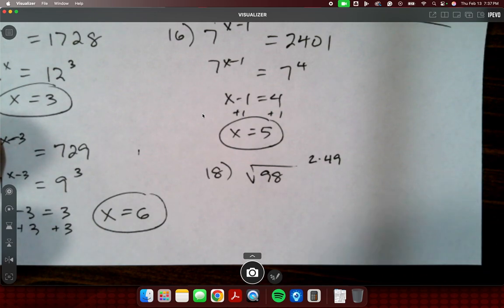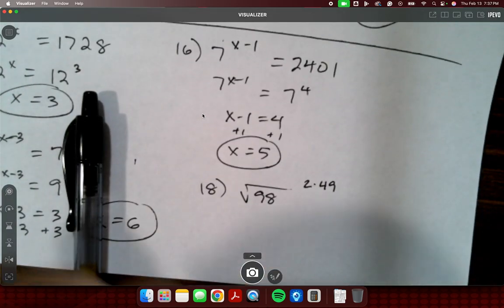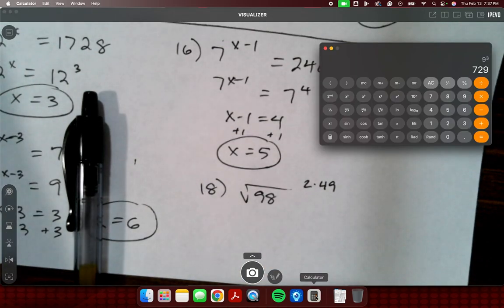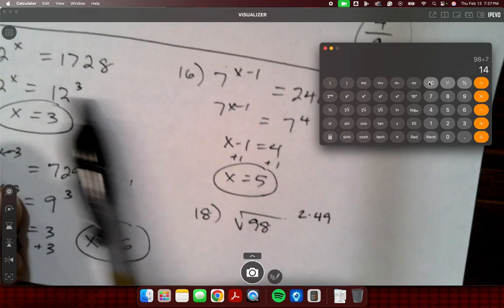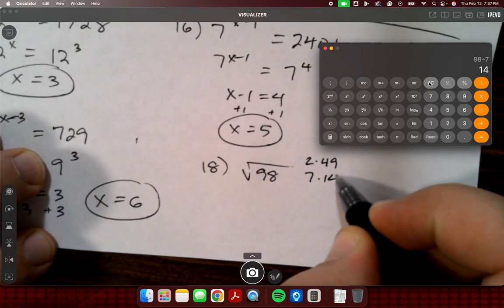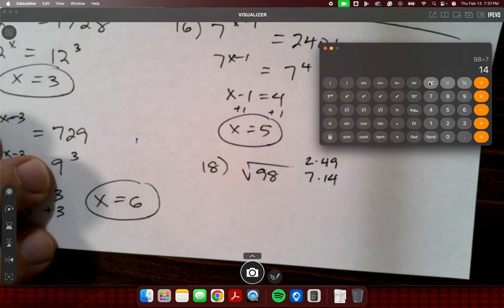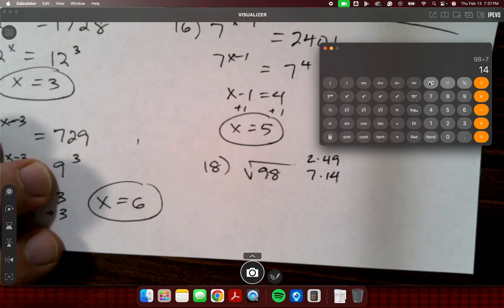It doesn't go into 4. Not 5. Not 6. Not 7. Not 8. No, actually 7 does. Here, let me use my calculator to help me out. 98 divided by 7. It's 14. So 7 times 14. And I'm pretty sure if you keep going, you find these are the only factors of 98.